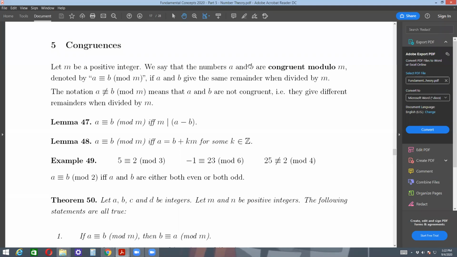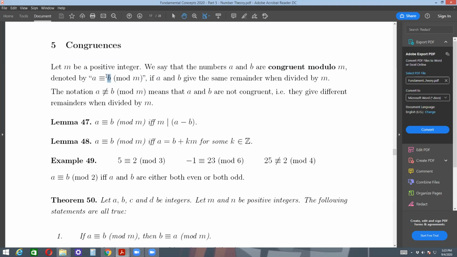We will say that the integers A and B are congruent modulo M. That's the definition we use. So they're congruent modulo M, and we denote that by A ≡ B (mod M), or mod M for short, if A and B give the same remainder when you divide them by M. Meaning that if I divide A by M, you're going to get a remainder. The remainder could be 0, but you get a remainder.